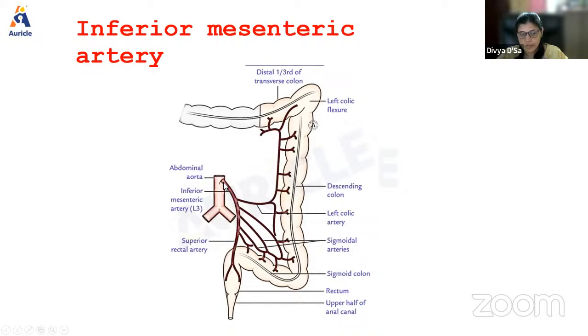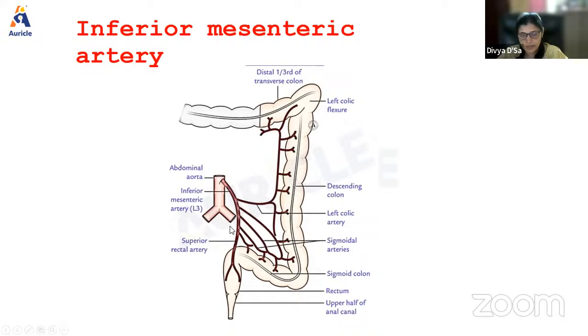Here the origin is overlapped by the third part of the duodenum, and the trunk of the artery passes retroperitoneally downwards along the left side of the aorta, and it will enter the lesser pelvis. Okay, the lesser pelvis, that is the false pelvis, slowly it enters there and crosses the left.